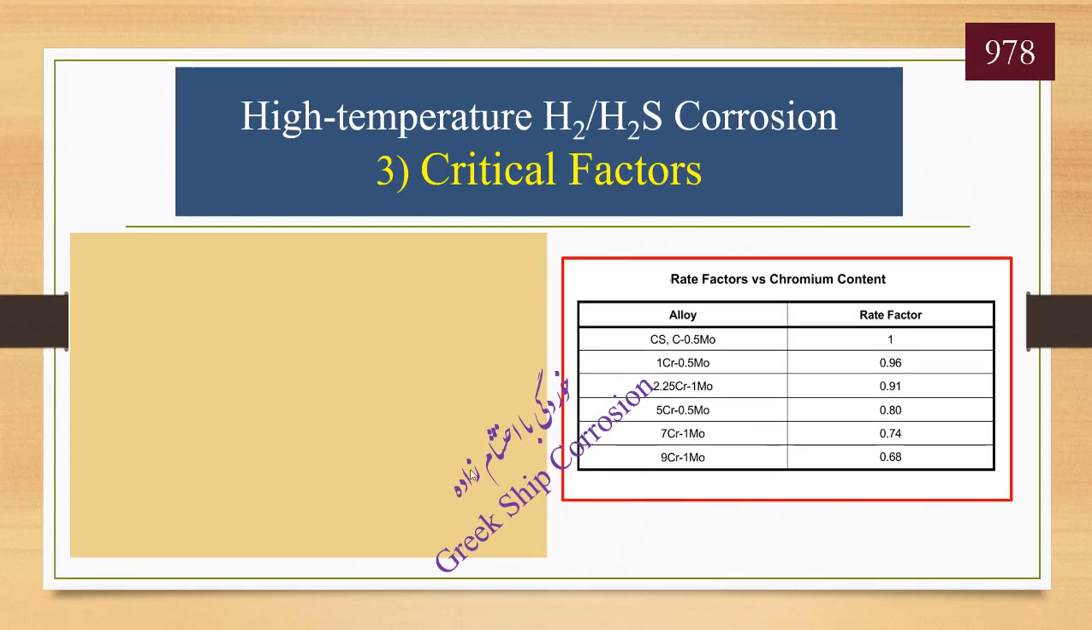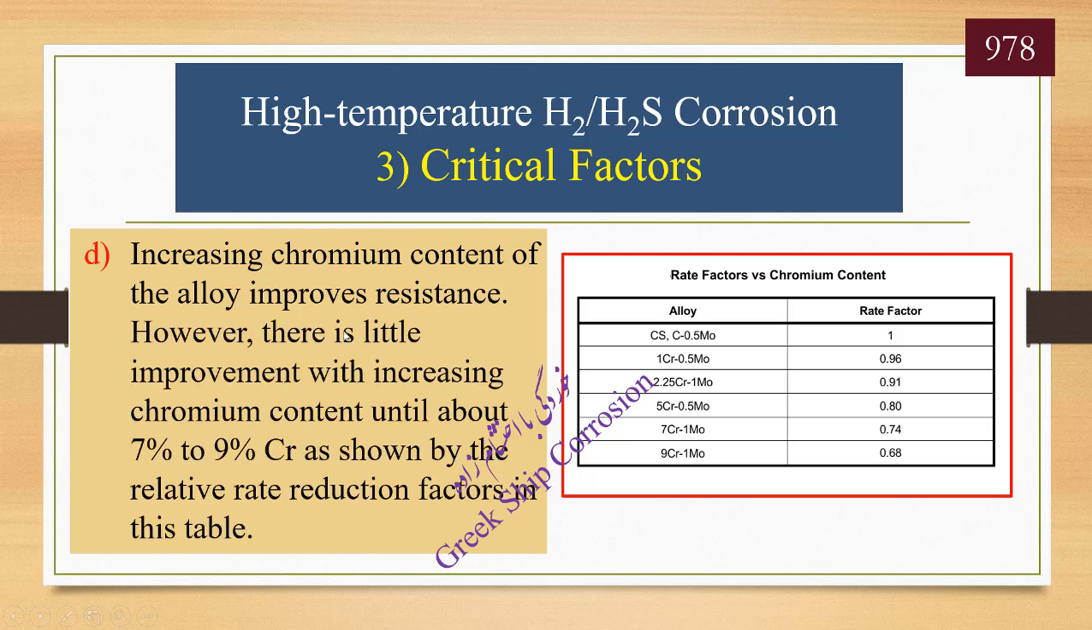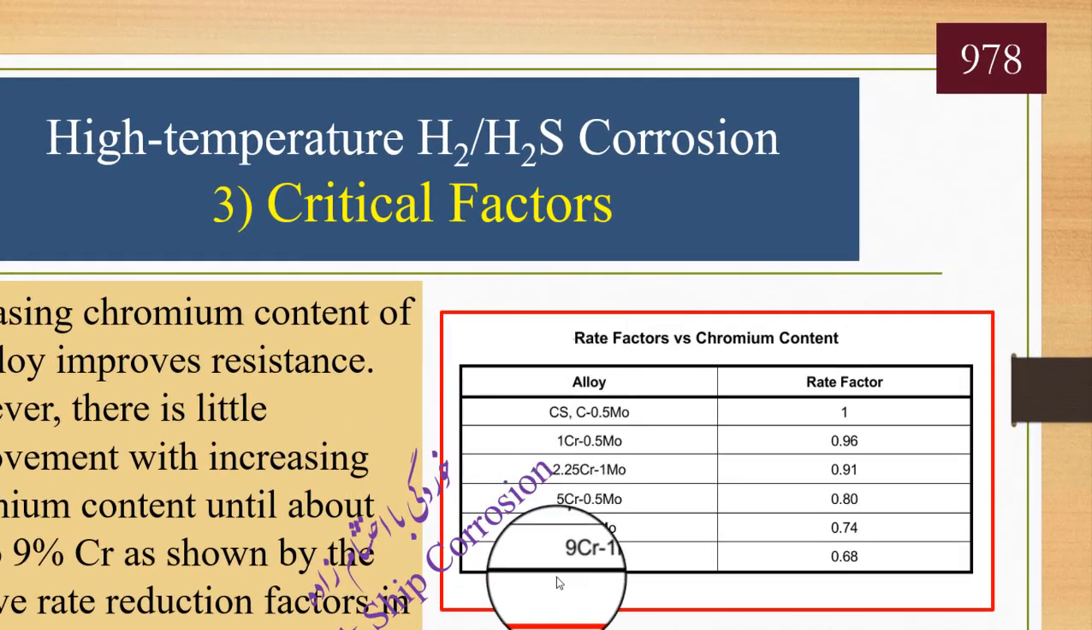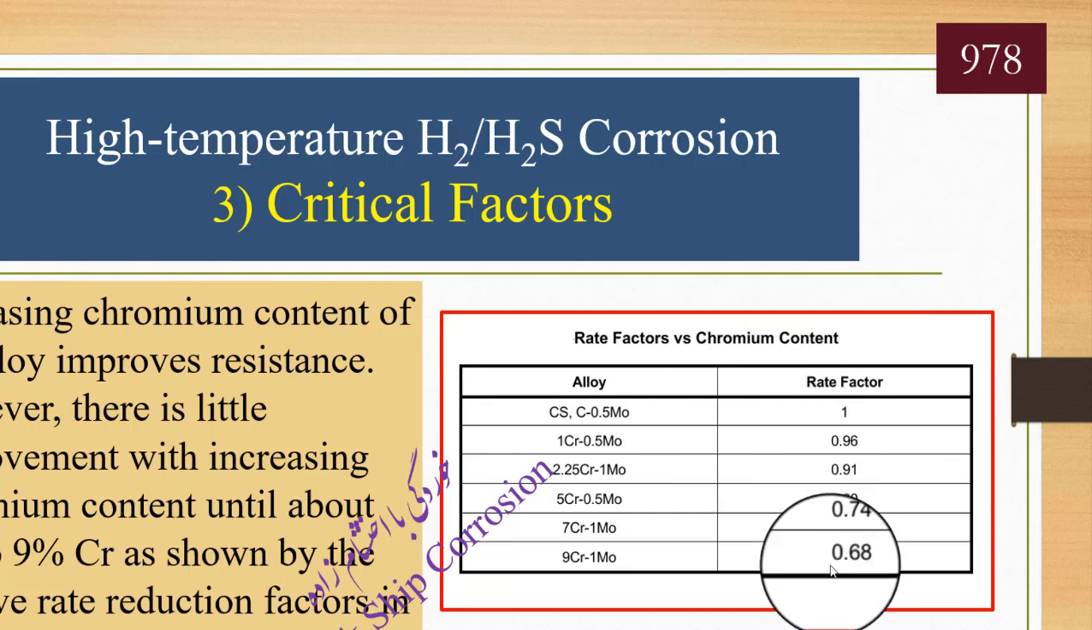steel. D. Increasing chromium content of the alloy improves resistance. However, there is little improvement with increasing chromium content until about 7% to 9% chromium, as shown by the relative rate reduction factors in this table. Increasing the chromium content, decreasing the rate factor.